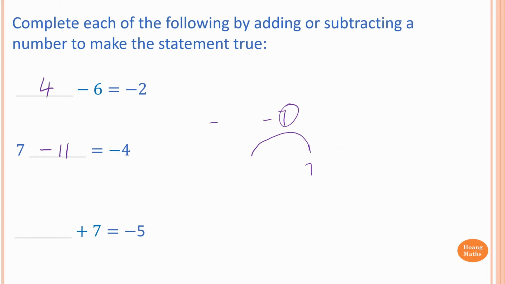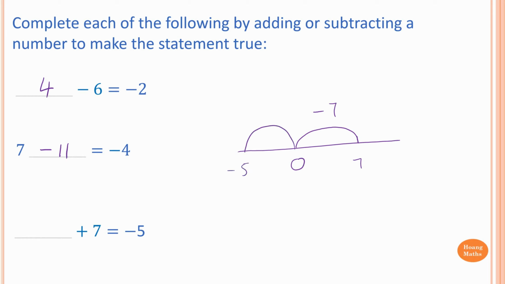Next one. So a number plus 7 is equal to negative 5. Or you can rewrite that as 7 plus or subtract a number equal to negative 5. So obviously it moved to the left, so you start at 7 here. You move 7 units to the left, which gives me 0, right? So minus 7. And to get negative 5, you minus another 5. So minus 5 here. So 5 plus 7 is 12. So instead of 12 it is negative 12. So minus 12 plus 7 is equal to negative 5.